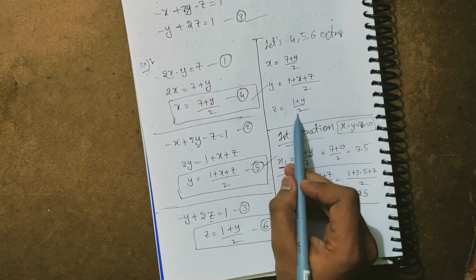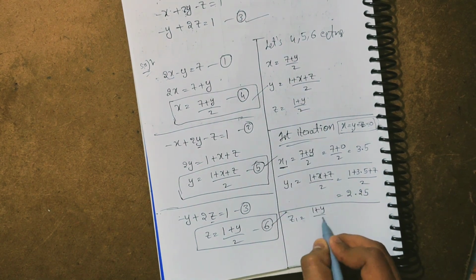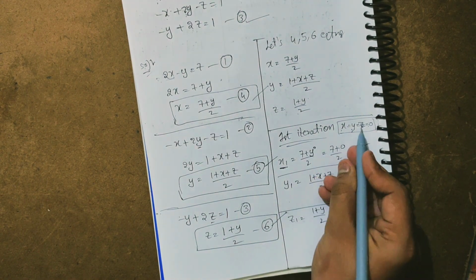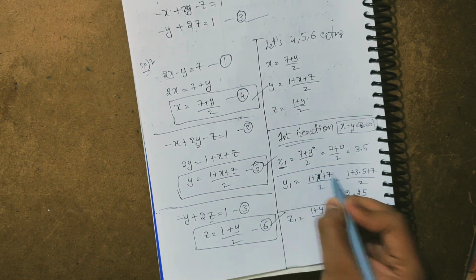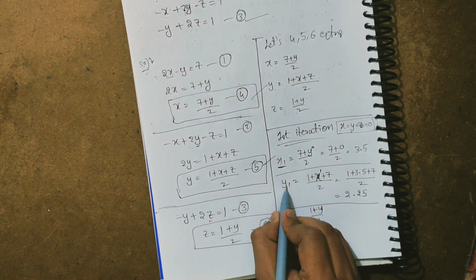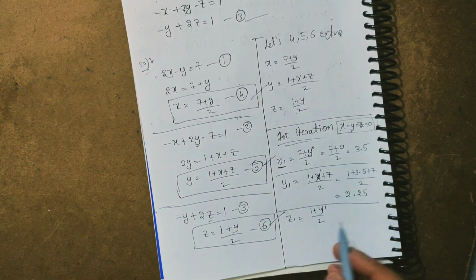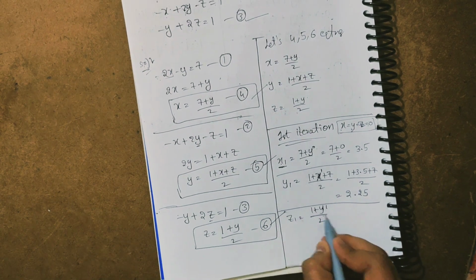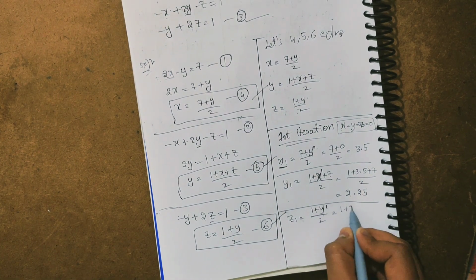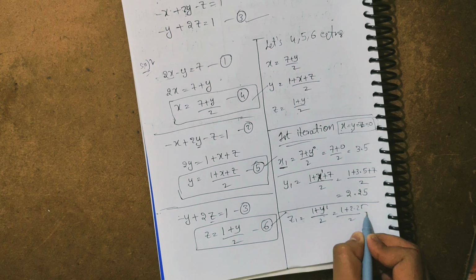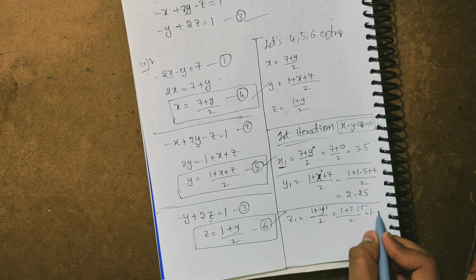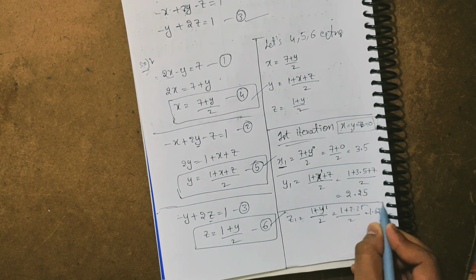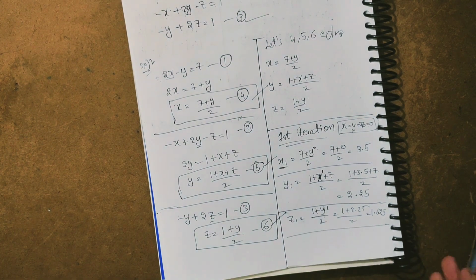Okay, now let's find z. z1 equal to 1 plus y by 2. Here we used y0 because there were no y values. Here for x, we used the x1 value. Here for y, we should use this y1 value, not the initial one, the value we just found. So it will be 1 plus 2.25 by 2. Then it will become 1.625. So these are our first iteration values.